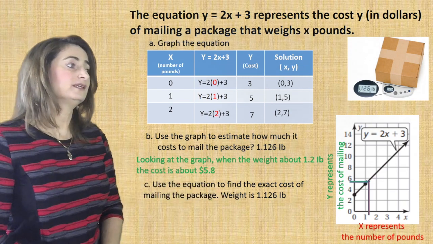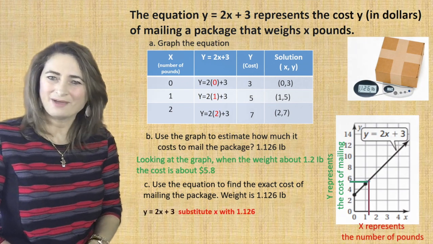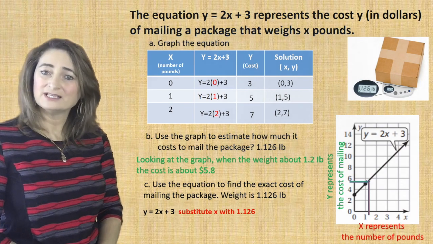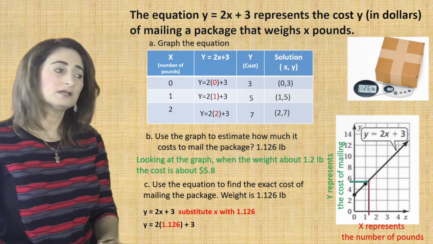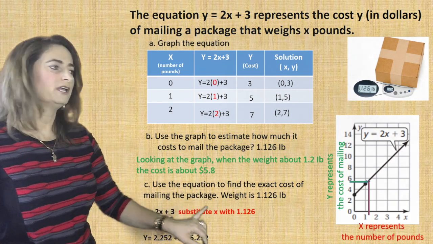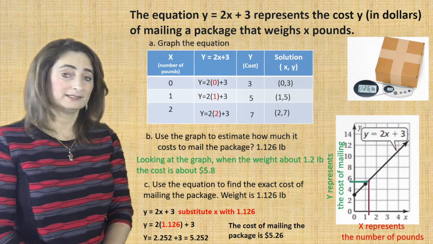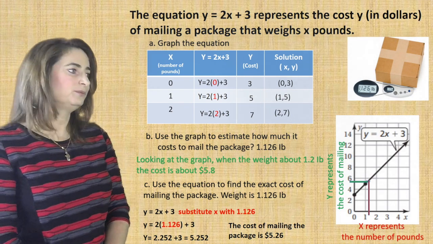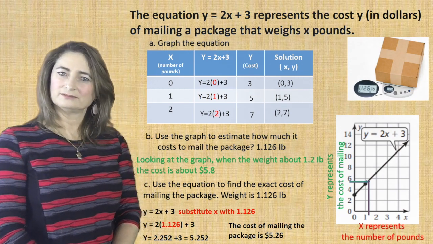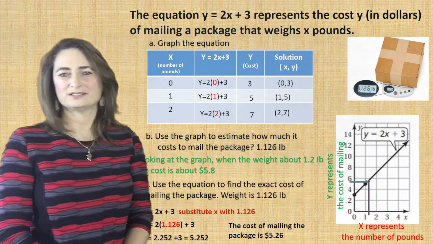Now use the equation to find the exact cost of mailing. Now we're going to use the equation to find exactly how much it costs you to mail that package. Write the equation and substitute x with 1.126 to be exact. Since x is the number of pounds, replace it: 2 times 1.126 plus 3. Multiplying and adding 3, you get 5.252. So the exact cost of mailing that package would be $5.26. So we use equations to find the exact values. We use the graph to estimate.